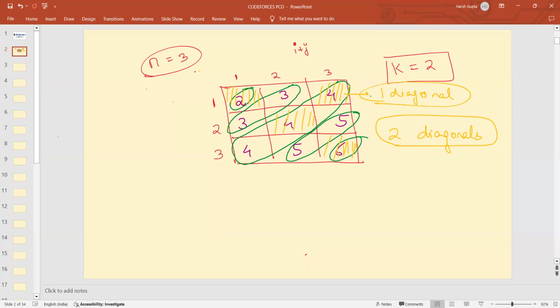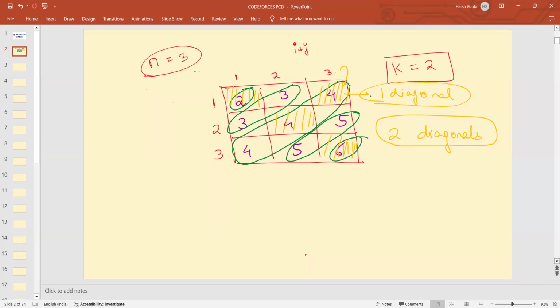So which one should I opt for? My aim is that the minimum number of diagonals should be occupied. So I should opt for this particular case, right? Now can you think of some greedy idea to solve this question? Are you all able to identify that greedy idea?